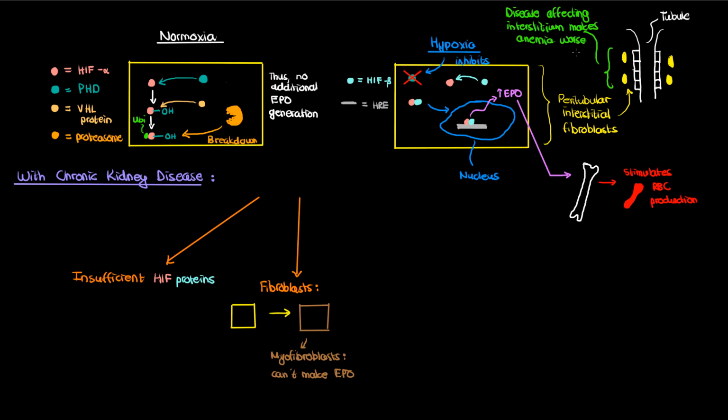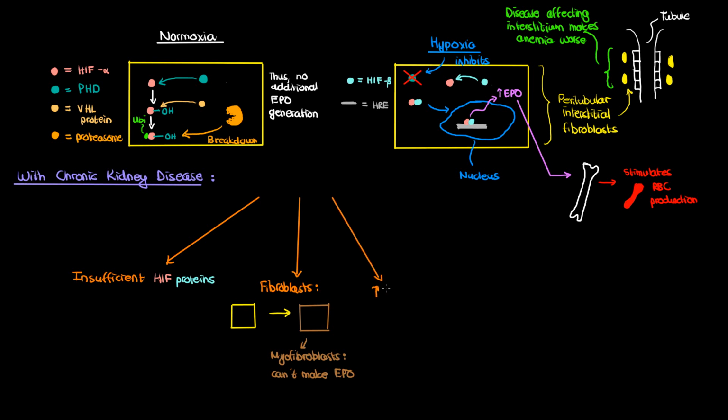Well, the cells that make EPO are peritubular interstitial fibroblasts, right over here. So if I have a disease primarily affecting the tubulointerstitium, these fibroblasts are going to be front and center in bearing the brunt of that disease. As a result, tubulointerstitial disease results in worse anemia for the same GFR compared to CKD from another cause.